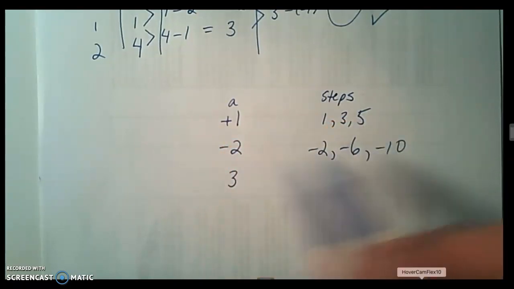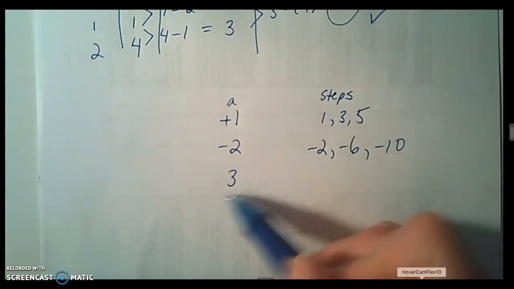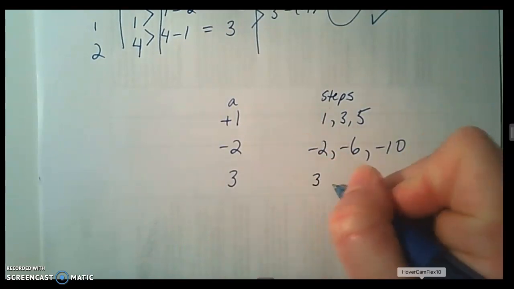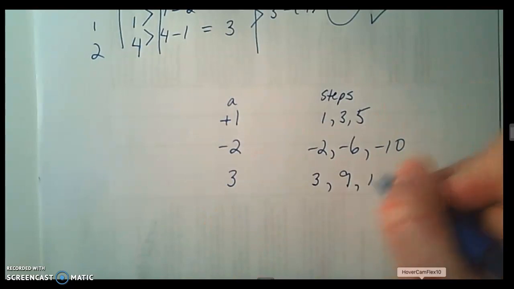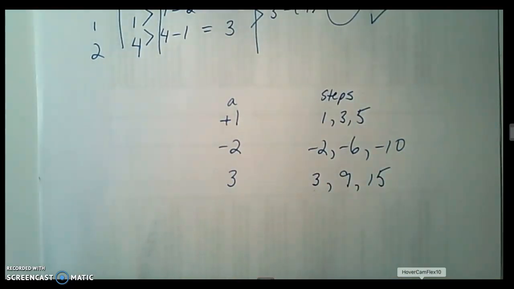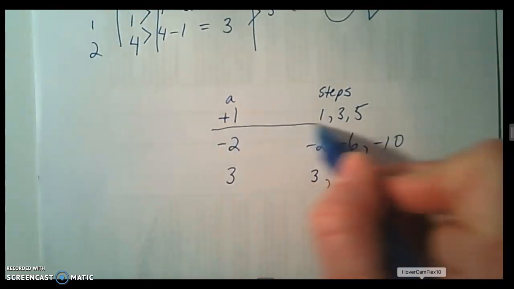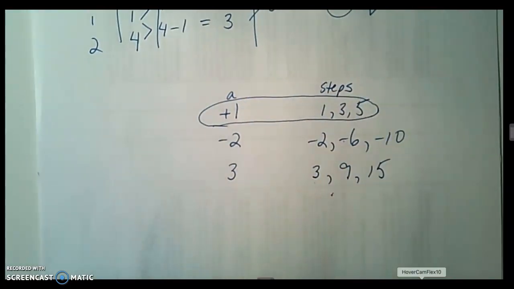If my A value were 3, then I just take the steps for the basic parabola and I multiply them by the A value. So 1 times 3 would give me 3, 3 times 3 would give me 9, 3 times 5 would give me 15. So then my steps would be 3, 9, 15. So you can use the A value along with this basic set of steps to figure out the steps for any other parabola.